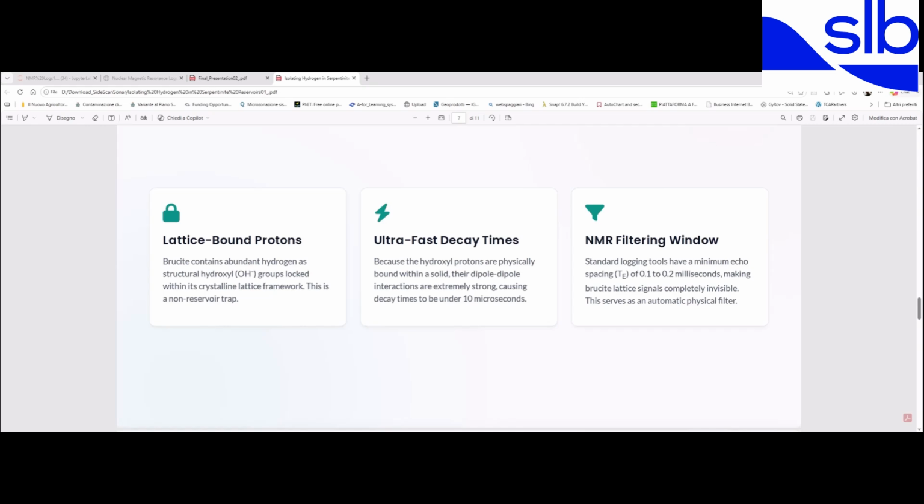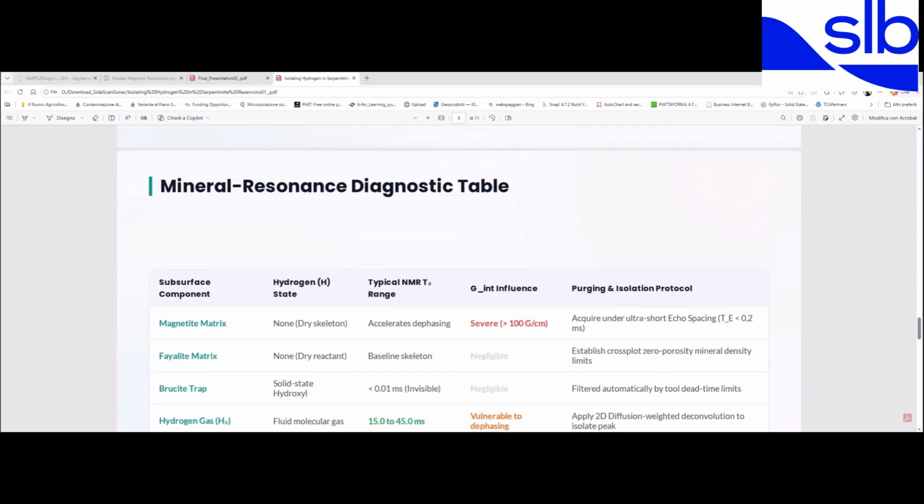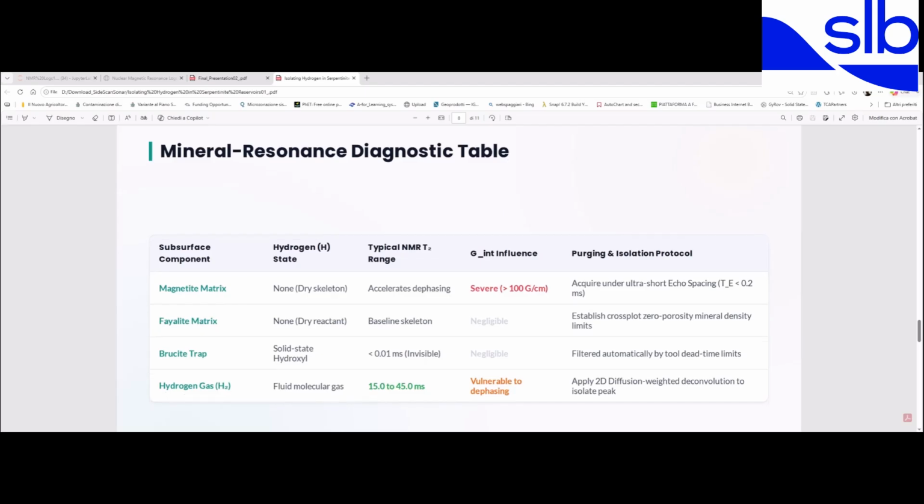and we are not able to study the decay and evolution of Brucite. This serves as an automatic physical filter. So this is an advanced point of applied research. Mineral resonance diagnostic table.